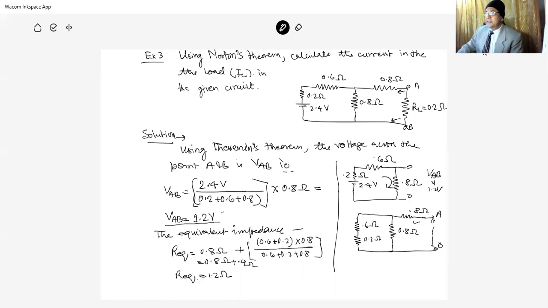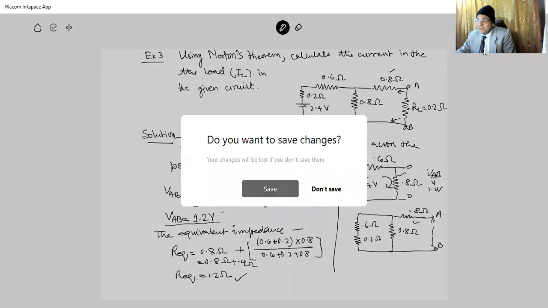The equivalent impedance, that is this 0.8 resistance, is in series with all these resistances. So with the source short circuited, this 0.2 and 0.6 are in series, which is parallel to 0.8. So 1 by 0.8, 1 by 0.8 are the parallel combination. So it is 0.4 ohm, and this is 0.8 in series. So 0.8 plus 0.4 is 1.2 ohm. This one is the equivalent resistance which is obtained.